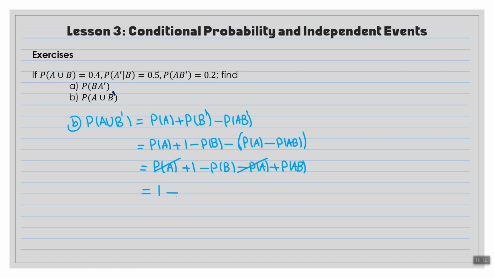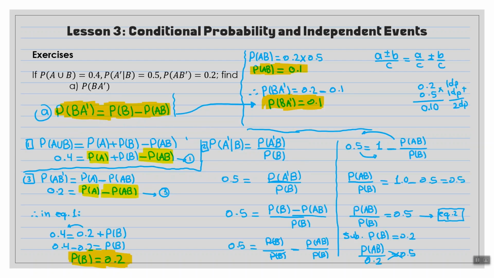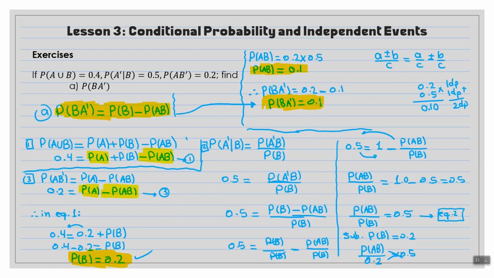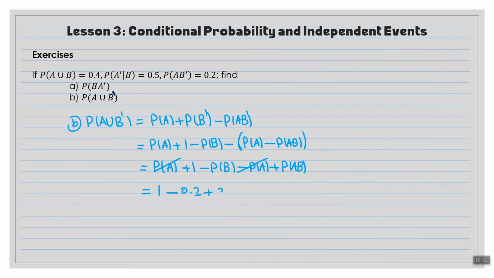I have found the probability of B from the previous part. Probability of B was here. It's 0.2. So 1 minus 0.2 plus the probability of AB also was found in the previous part. Probability of AB was 0.1. So plus 0.1. So this one is actually 1.0, it's 10. 10 minus 2 is 8. 8 plus 1 is 9. So this is simply 0.9. So this is the probability of A union B dash. Okay, I hope this part is clear.